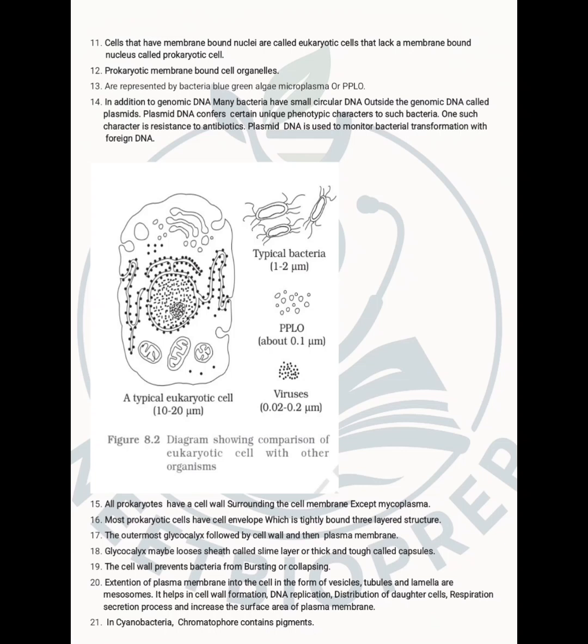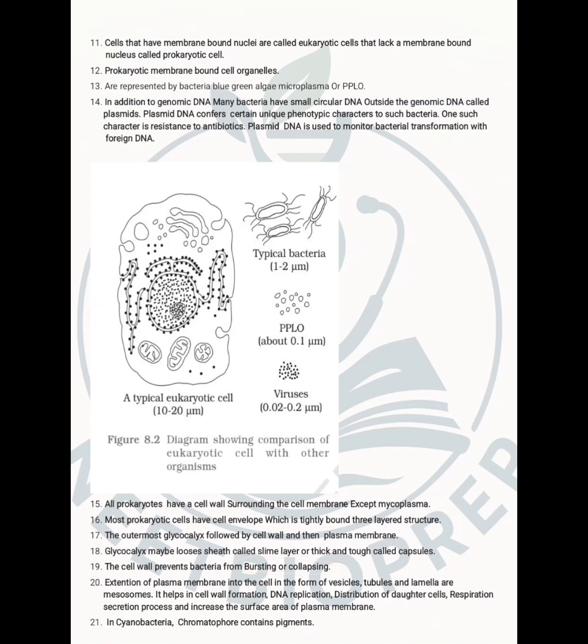All prokaryotes have a cell wall surrounding the cell membrane except mycoplasma. Most prokaryotic cells have a cell envelope which is a tightly bound three-layered structure. The outermost is the glycocalyx, the middle one is the cell wall, and the innermost is the plasma membrane. Glycocalyx may be a loose sheath called the slime layer, or thick and tough, called the capsule. The cell wall prevents the bacteria from bursting and collapsing.